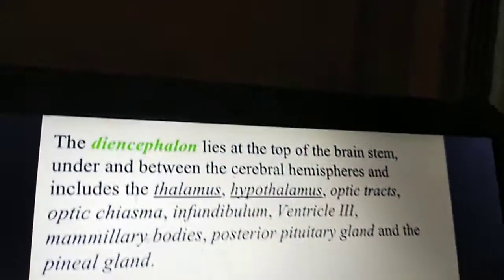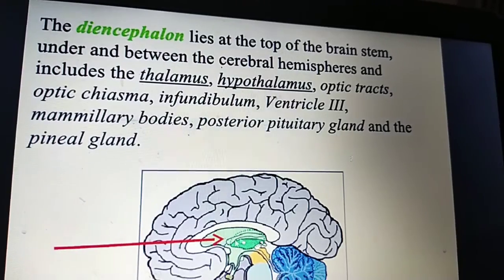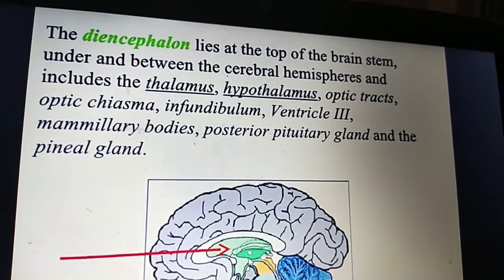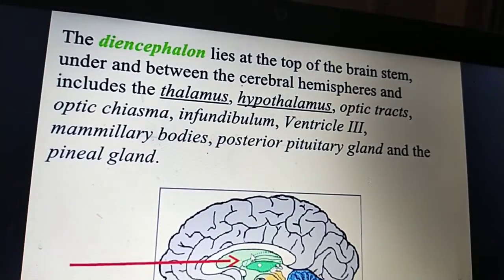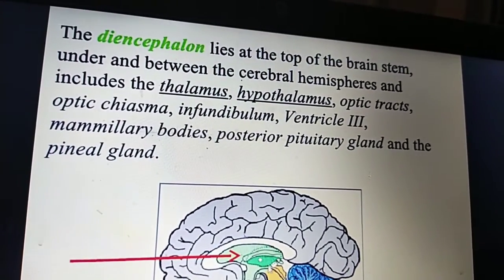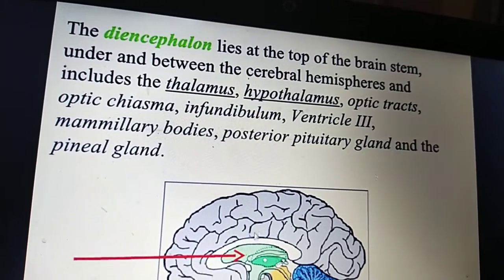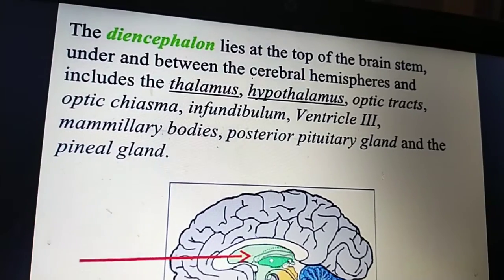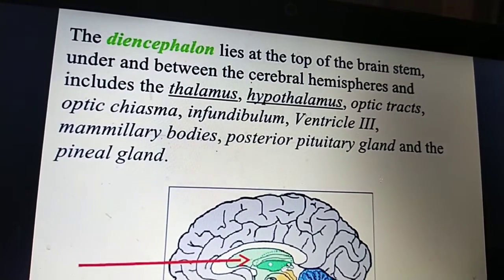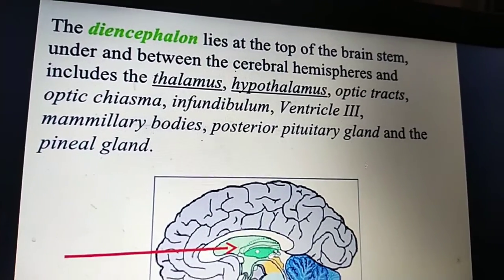The diencephalon. You can see, as I already told, this is the diencephalon. It is also said as the thalamus or hypothalamus. The diencephalon lies at the top of the brain stem, under and between the cerebral hemispheres, and includes the thalamus and hypothalamus, optic tract, optic chiasma, infundibulum, third ventricle, mammillary bodies, posterior pituitary gland, and pineal gland.